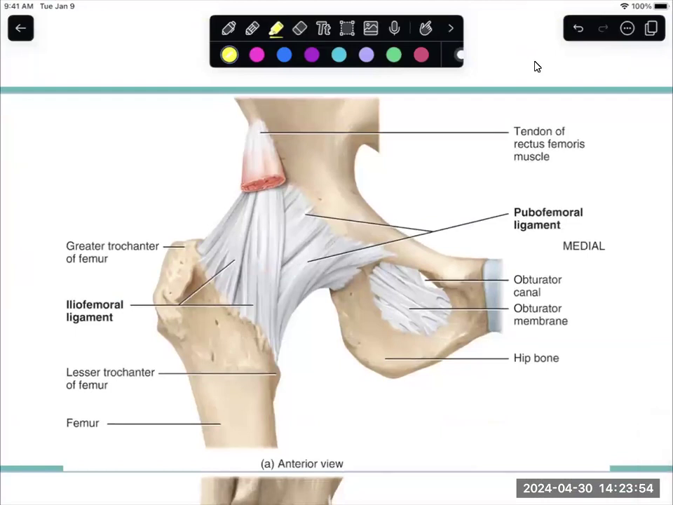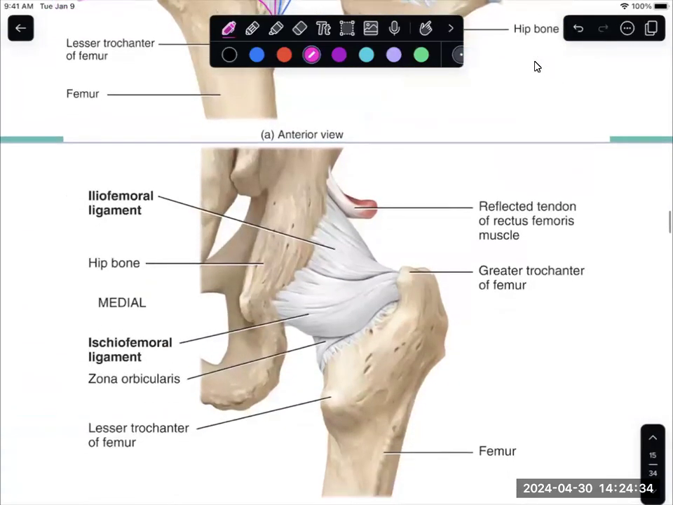The ligaments that you need to know. Again, these are labeled for where they start and where they end. We have the pubofemoral ligament. So it's from this pubic bone down to the femur. That's that pubofemoral ligament. Then we have our iliofemoral ligament. So it's going from that top part, that ilium, down to that femur.